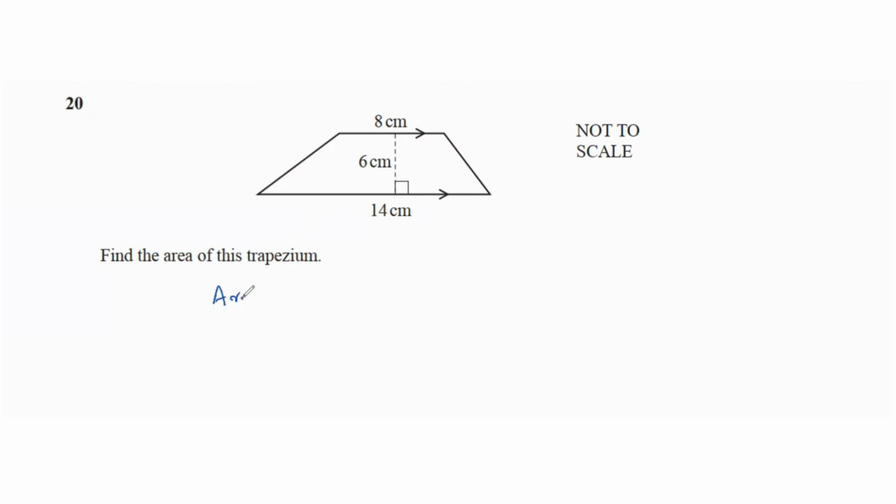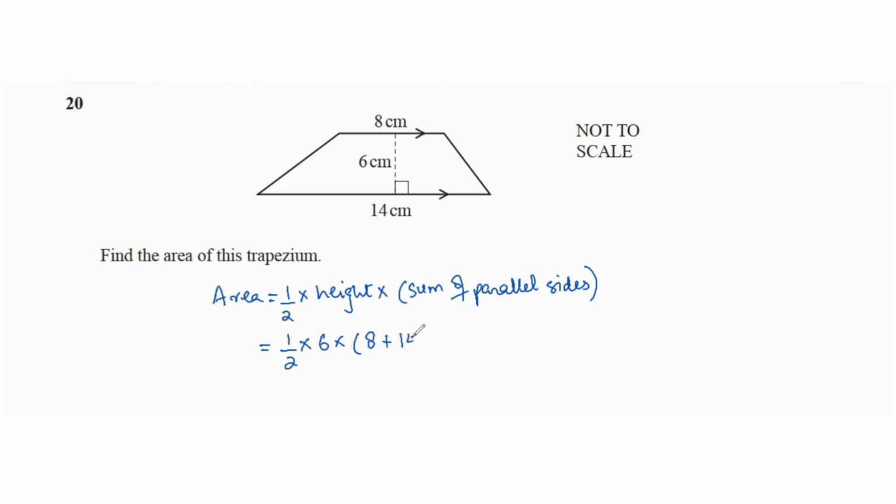Find the area of this trapezium. So area is 1 over 2 times height times sum of parallel sides. So that's going to be 1 over 2 times 6 times 8 plus 14, which is 3 times 22, and that is 66 centimeter square.